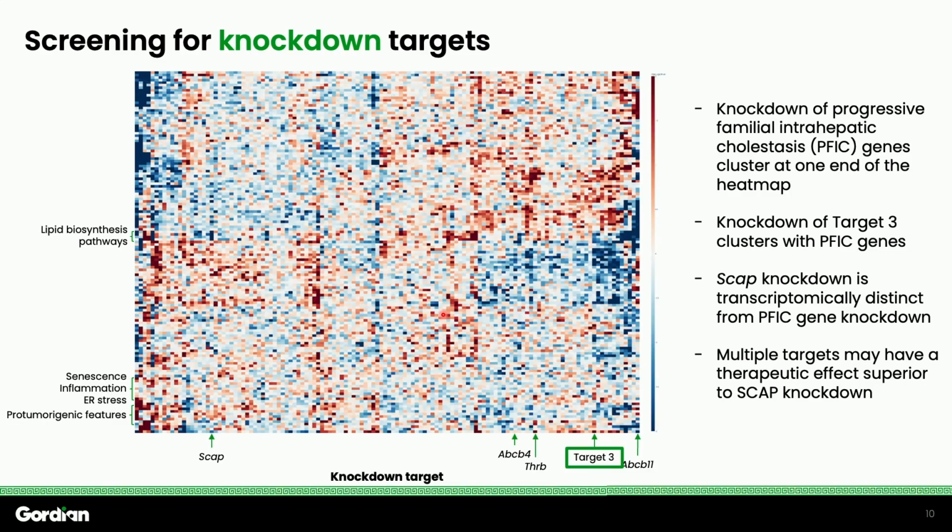What I've shown you so far was overexpression screening. We can also do knockdown, and as you see here, knocking down ABCB11, which is a cholestasis gene, puts the intervention at this end of the spectrum of the heat map. ABCB4, another cholestasis gene, clusters closely. It was very gratifying, therefore, to see that target 3 clusters at this end, along with knockdown of thyroid hormone receptor beta. Knockdown of SCAP might have a therapeutic effect since it's over at the other end here. And we also have a number of interventions that might be showing a positive effect.